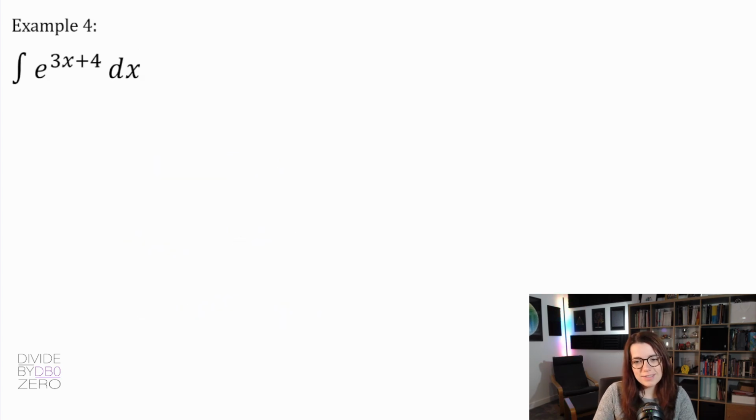Last example, find the integral of e to the power of 3x + 4. Now, when we integrate e, it stays the same. So we'll have e to the 3x + 4. But then our adjustment is going to be dividing by the derivative of 3x + 4, which would be 3. So we'll put a third on the outside there. And not forgetting the plus c, of course.